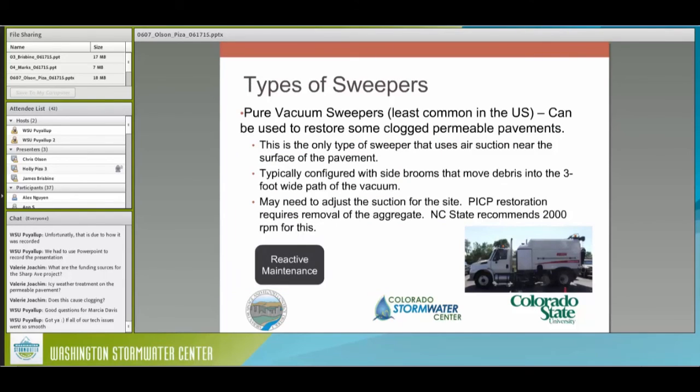And then the third type of sweepers is the pure vacuum sweeper, and I don't know that I can find any contractor within the Denver area and get them to come out and use a pure vacuum sweeper. They're just not very common, at least here they're not. But this can be used for reactive maintenance when you really kind of abuse the pavement and don't maintain it for a long period of time. This can be used to actually remove the aggregate between the blocks of the PICP, and it can be used to restore other pavements as well. We have done that with pervious concrete.